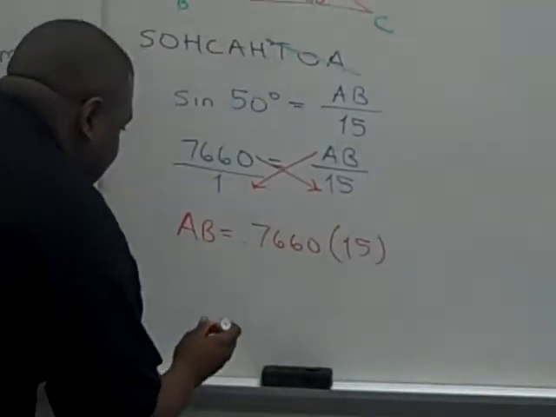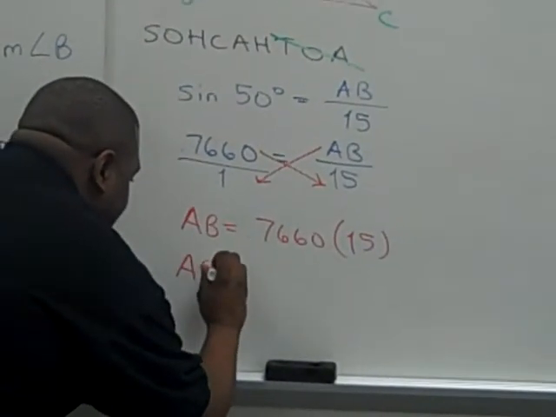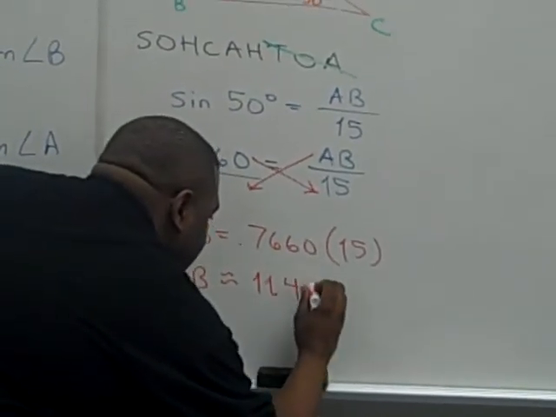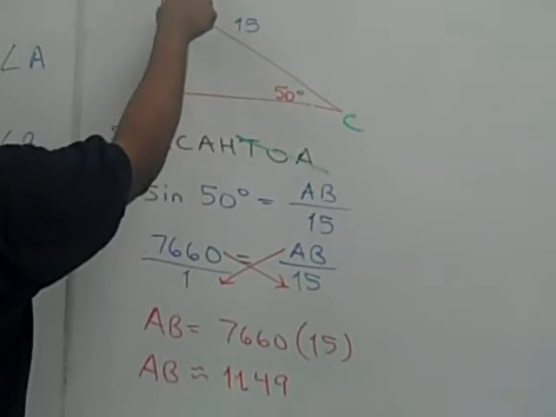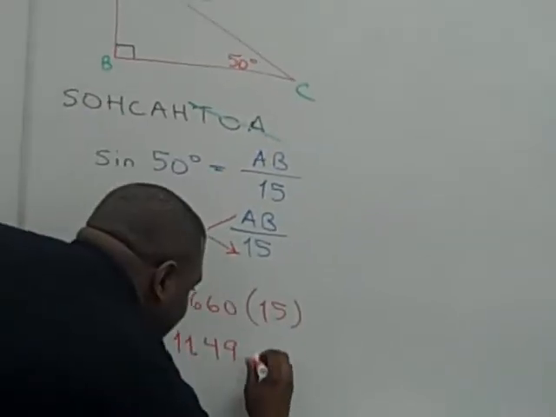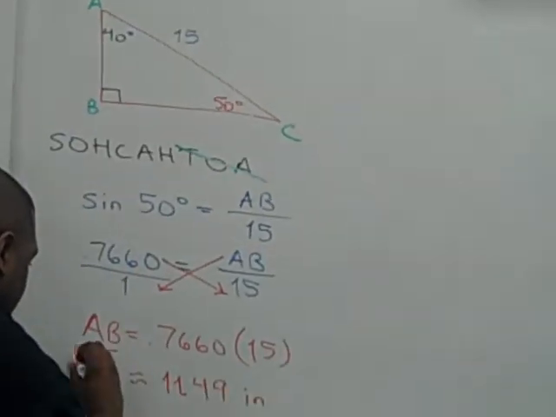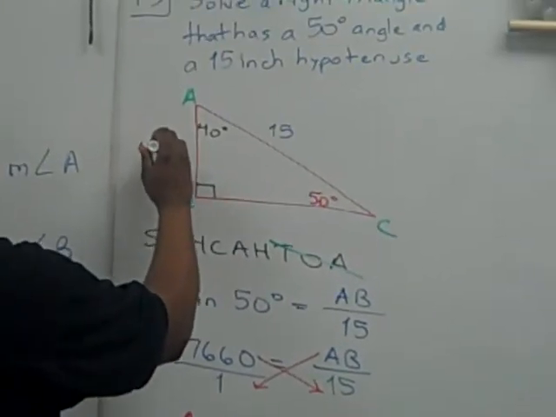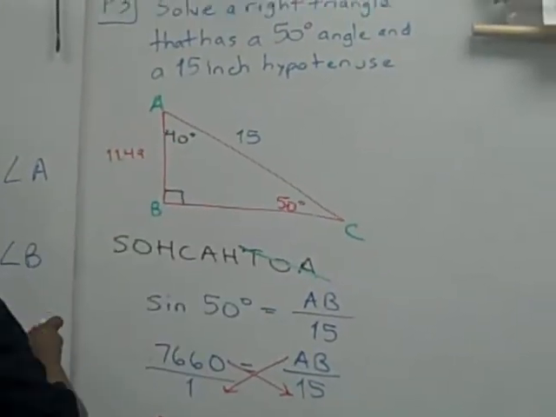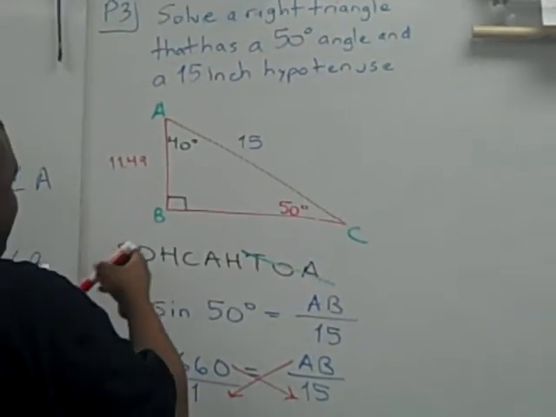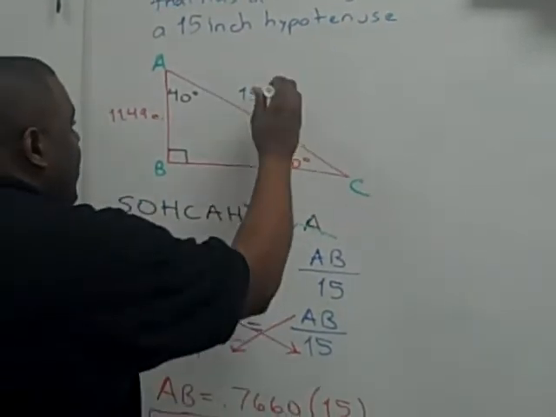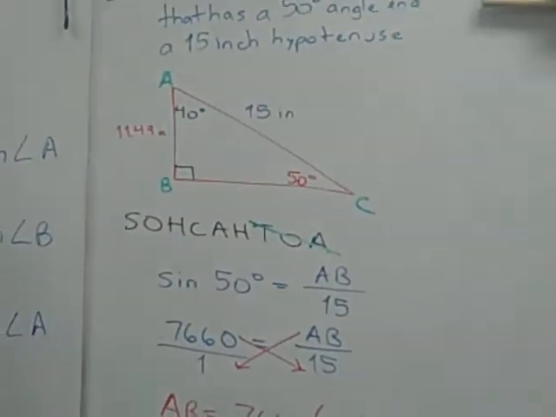Now remember, these are approximate numbers. So we're gonna say that AB is approximately 11.49. And remember, it was inches, so we need to put inches. Okay? So we got our AB. All right? So I'm going to label that on my picture here too. So 11.49 inches. And I should have put 15 inches here as well, but you understood what I was talking about.